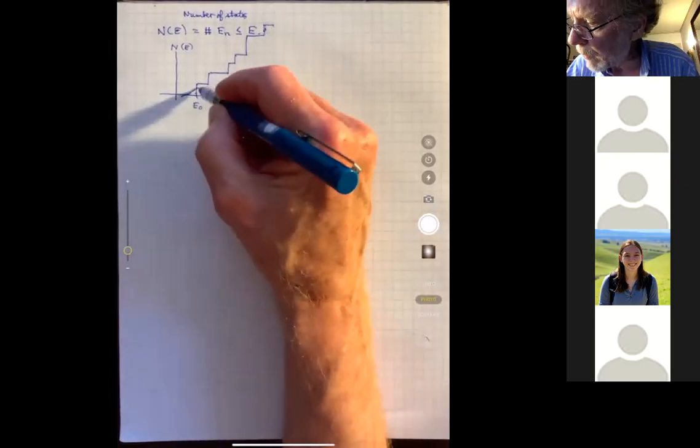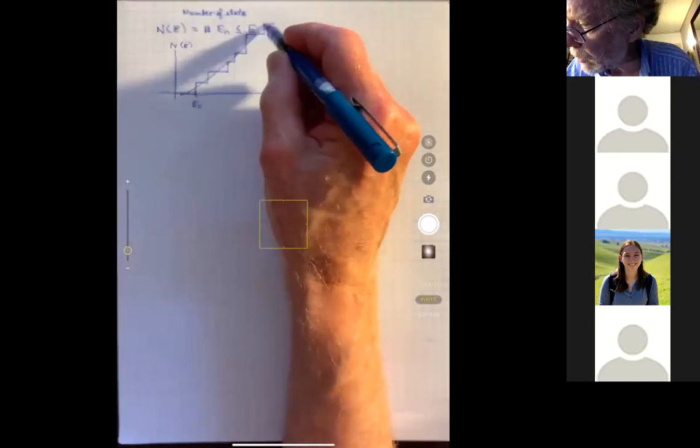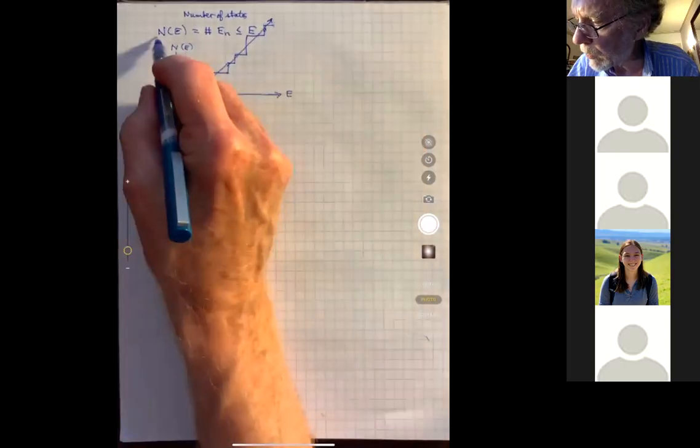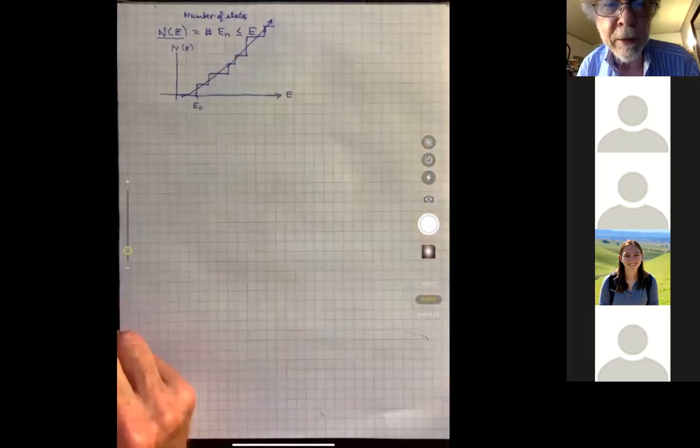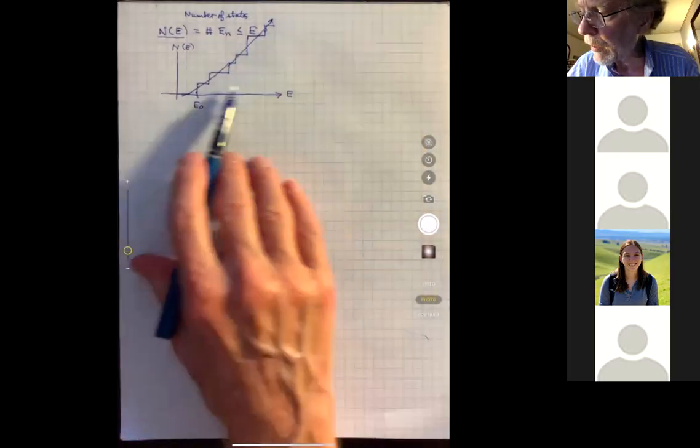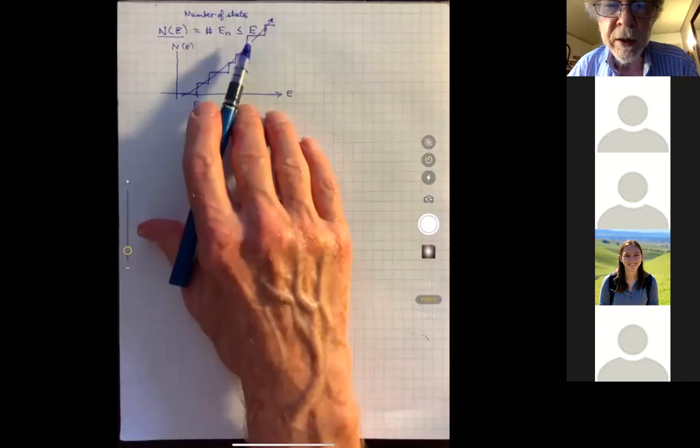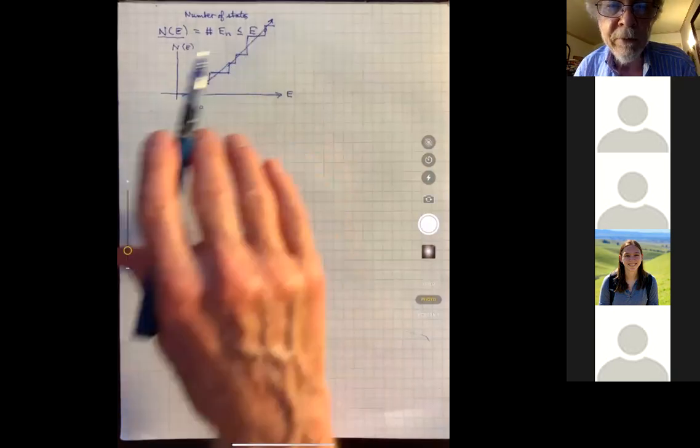Now, what I'm going to be talking about tonight is a smooth approximation to this function N of E, which is oftentimes all you need for practical applications, especially when the energy gets to be large and these energy levels start to become very close together.